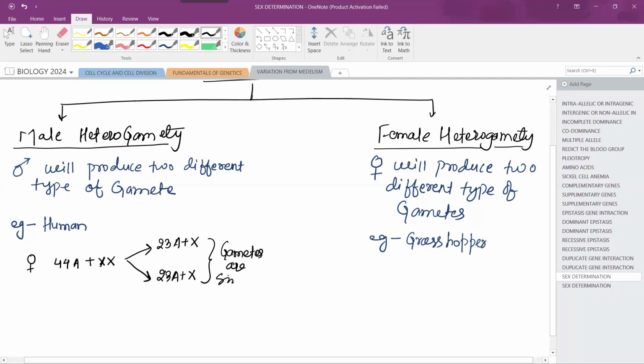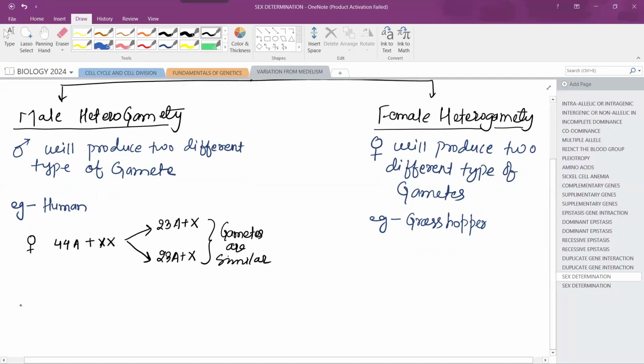So what you see is that in this case gametes are similar for the female, but males have X and Y, and they will produce 23 autosome with either X or 23 autosome with Y.